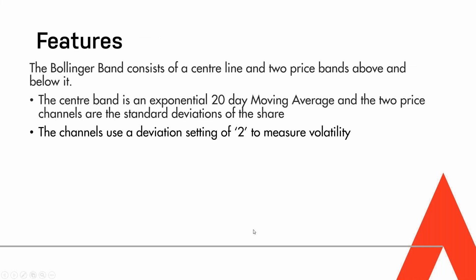Some of the features of the indicator: Bollinger Bands consist of a center line and two price bands above and below the center line. The center band is an exponential 20-day moving average, and the two price channels are standard deviations of the share price. The channels use a deviation setting of 2 to measure volatility.